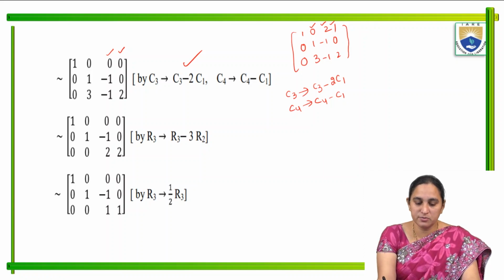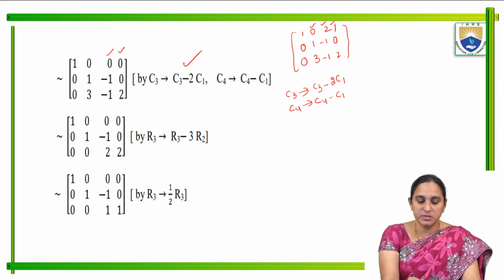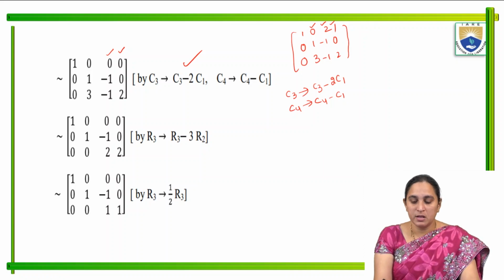Next, what about the next value? Minus 1 plus 0, that is minus 1. Next, minus 1 plus 0, that is minus 1. Now the third column is completely changed.